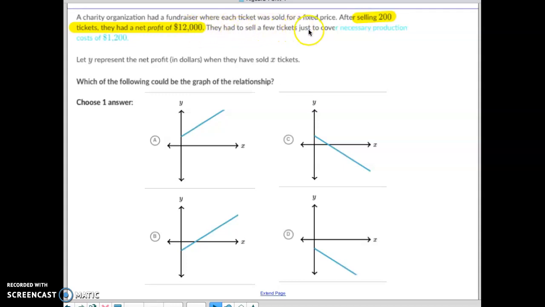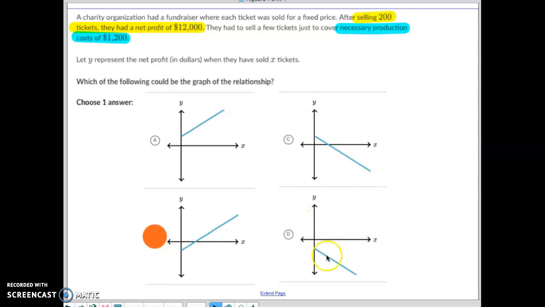They had to sell a few tickets to cover the necessary production costs of 1,200. So they're telling you where they started. They're telling you the y-intercept was in a negative zone. At negative 1,200, they had to sell a few tickets to cover that. So this one did not start negative, but it did have a positive slope. This one did start negative, and it has a positive slope, so that's our answer.